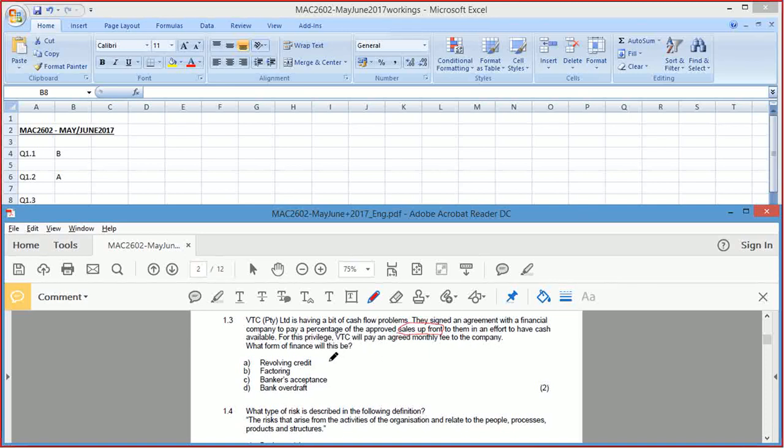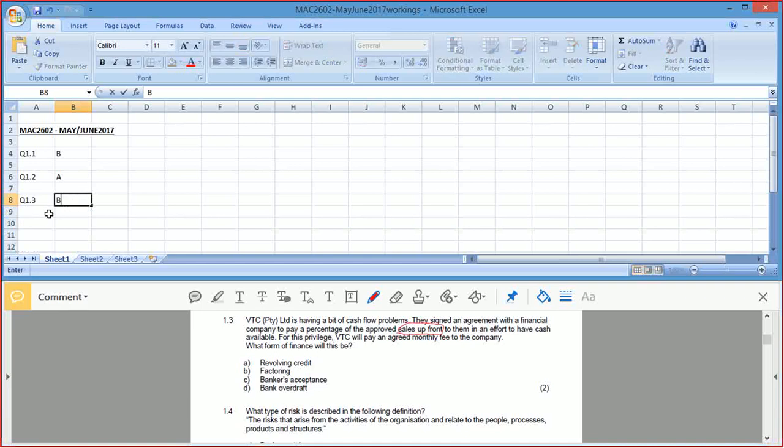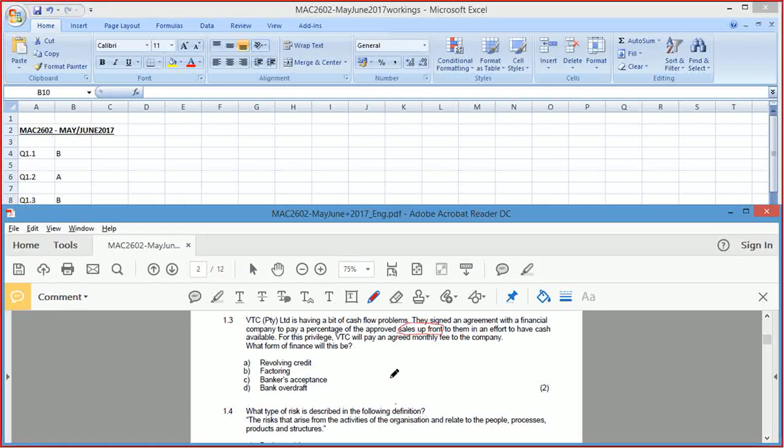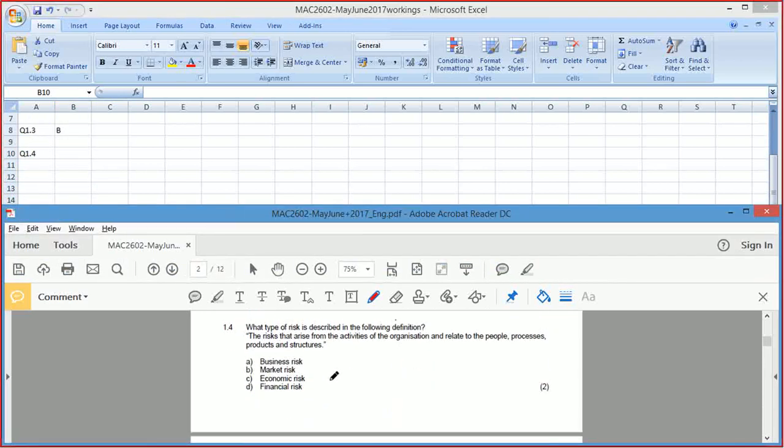What form of finance will this be? Revolving credit? No. Factoring? Yes. Banker's acceptance, bank overdraft? No. B. Okay, you're selling part of your sales, your credit sales, if they're paying it upfront. Okay, factoring is when you sell your debtor's book.